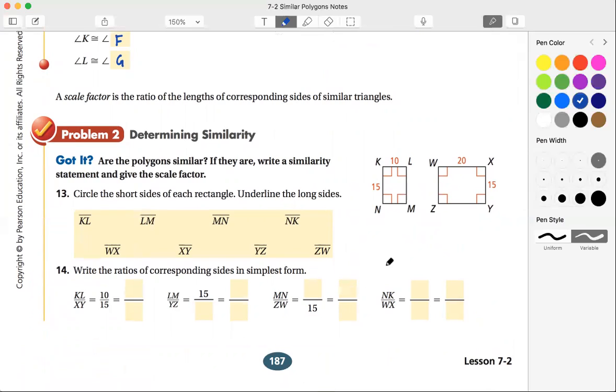So circle the short sides of the rectangle and underline the long sides. So the short sides are going to be KL, MN, XY, and ZW. And then the remaining sides must be the long sides. So KL over XY equals 10 over 15, which equals 2/3. LM to YX is 15 over 20, which equals 3 over 4. MN to ZW is 10 over 15, which equals 2 over 3. And NK over WX is 15 over 20, which equals 3 over 4.